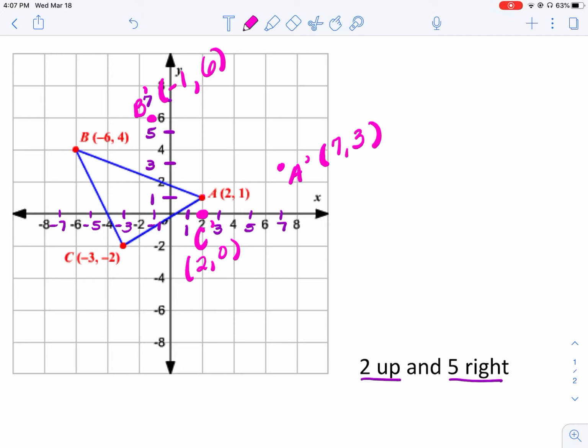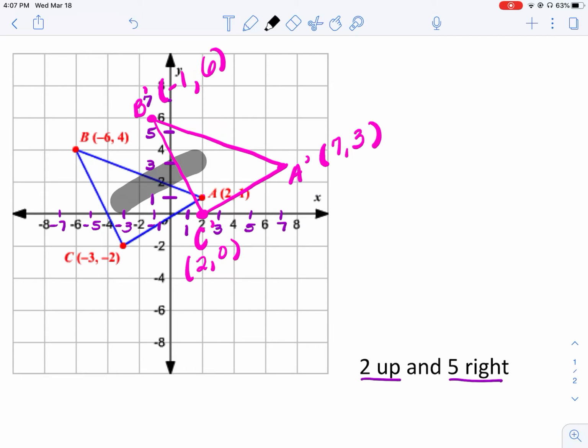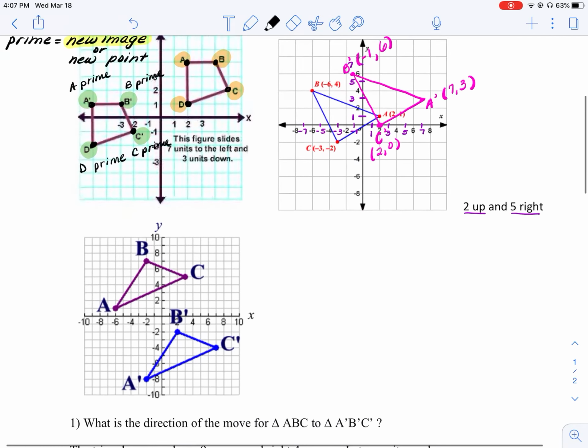Once I have all points, A prime, B prime, and C prime, I'm going to connect each of the points. And if you notice, I have the same exact triangle, but what does it look like it did? It looked like it just moved over that way, right? That's exactly what happened. You slid, or you translated the figure 2 up and 5 to the right. Okay? So now we're going to try something else.